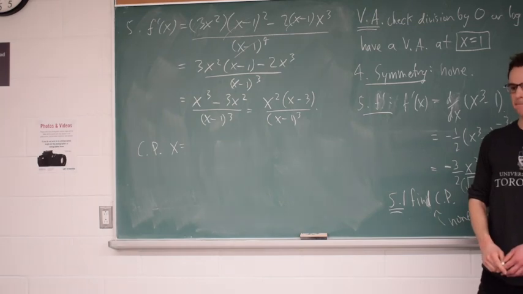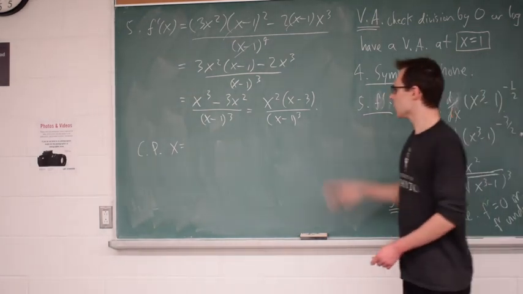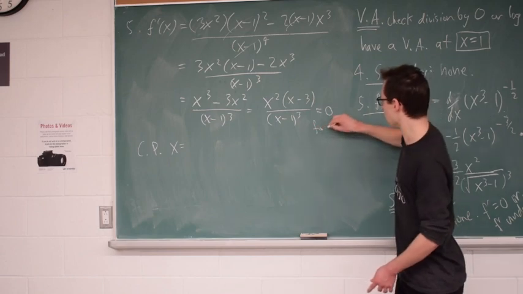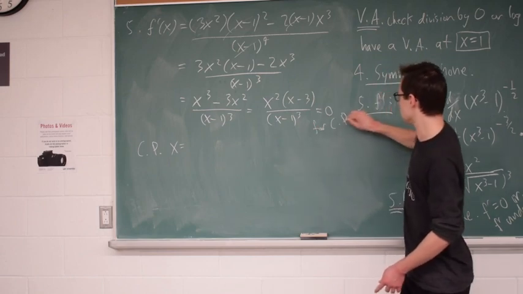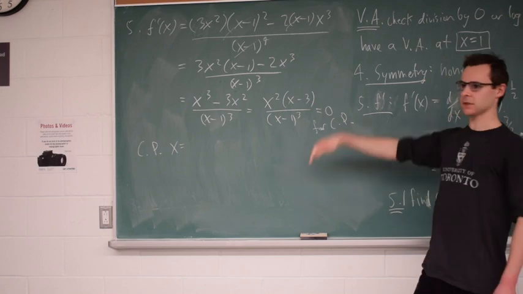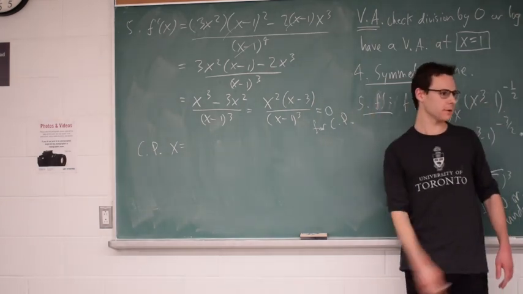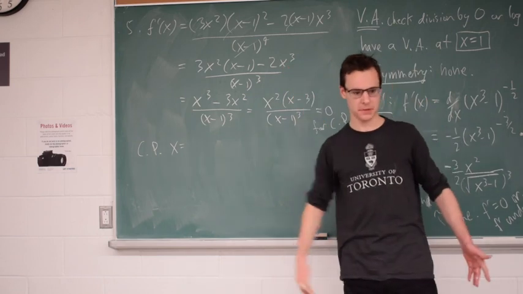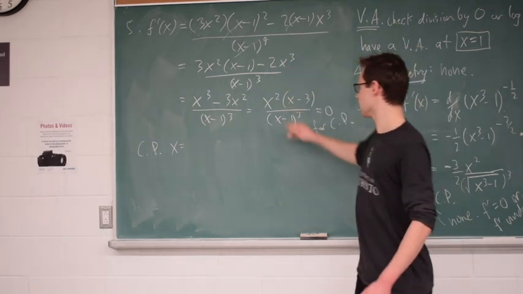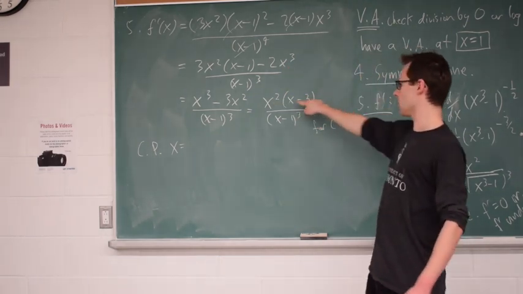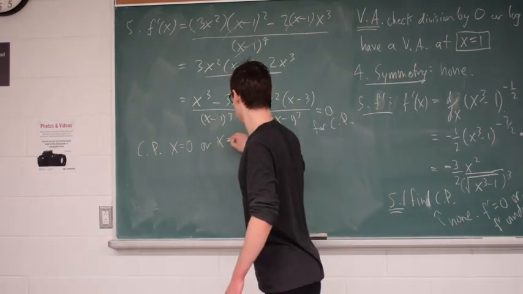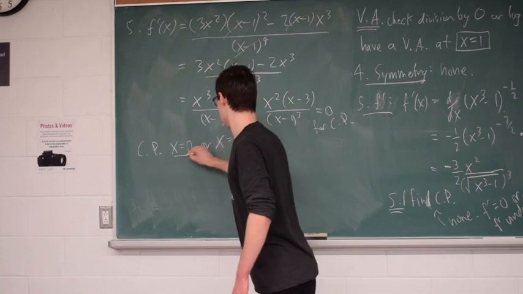X equals 0. You set the derivative equal to 0 to find the critical points, the CPs. And when you set it to 0, the bottom doesn't matter. You just set the top to 0, right? Something over something is 0 when the top is 0. So you set that to 0, and we get x equals 0 or x equals 3. There we go, so we get 2 critical points there.